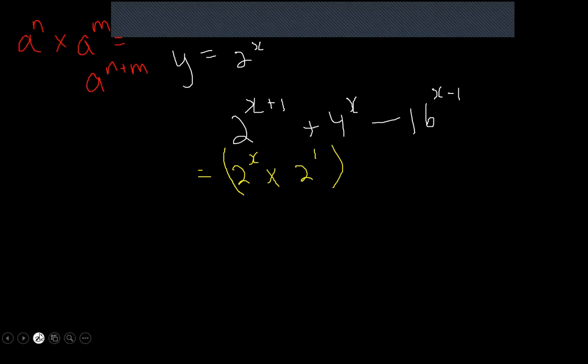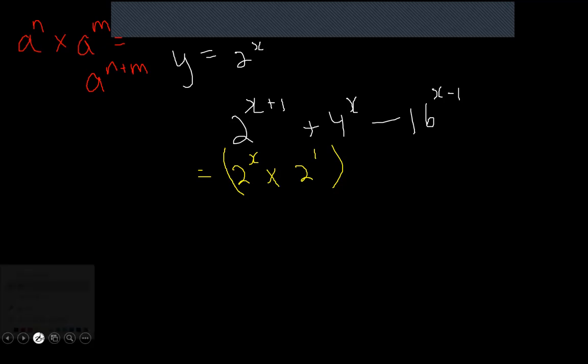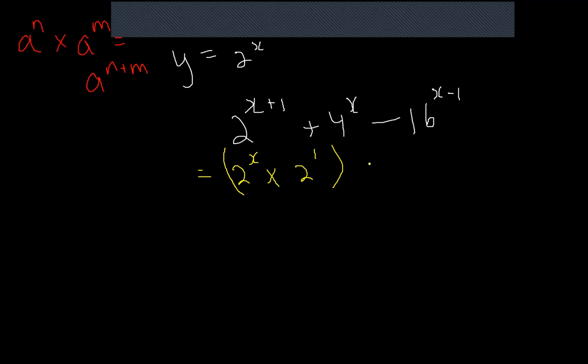So then you're looking at the next one, 4 to the power of x. Remember, the goal for this particular question is to get the 2 to the power of x. That's the only way you're going to be able to express this in terms of y. So what you could say here is that 4 is the same as 2 squared. So 4 to the power of x is the same as saying 2 squared to the power of x.